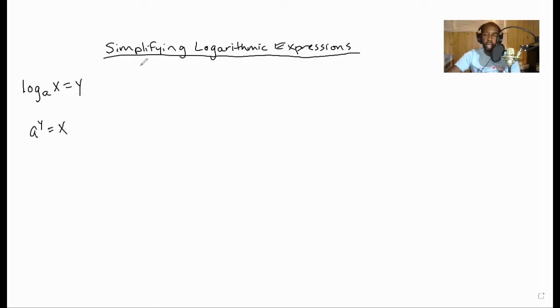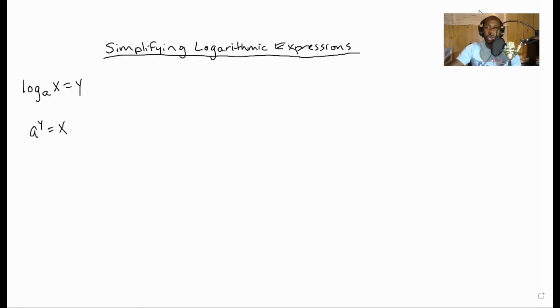All right. So anyhow, when we talk about simplifying logarithmic expressions, we're talking about essentially you have an expression that has logarithms in it that can be simplified. It's that simple. But before I go into how to do that, it's important to remember the three laws of logarithms. I'm going to write this here: logarithmic laws.